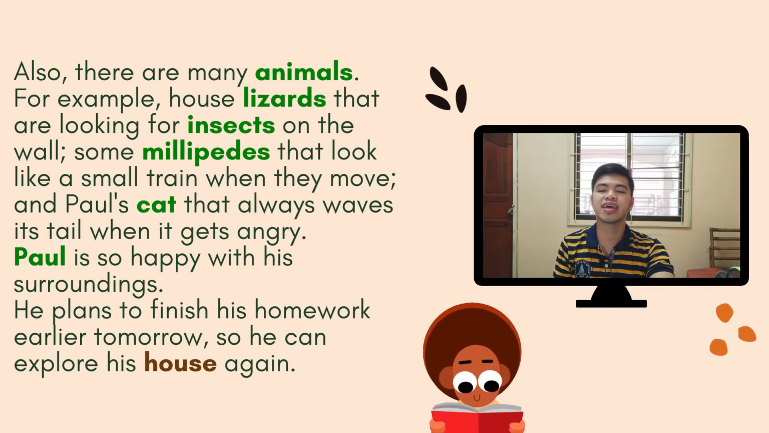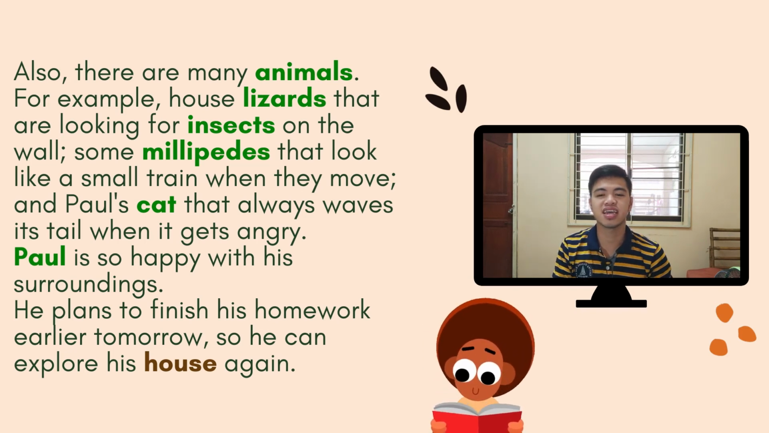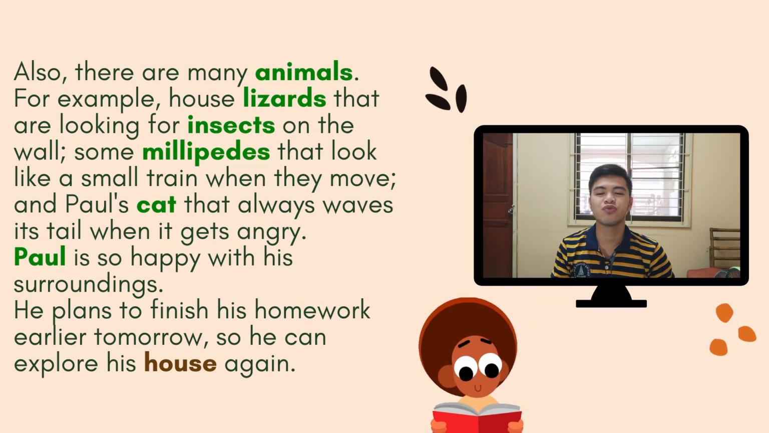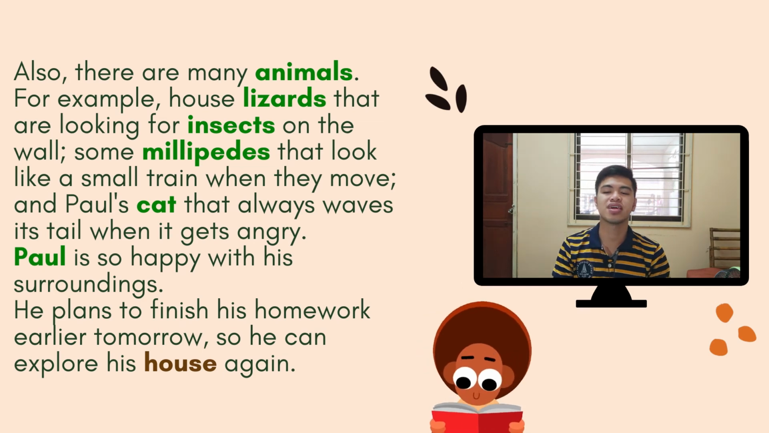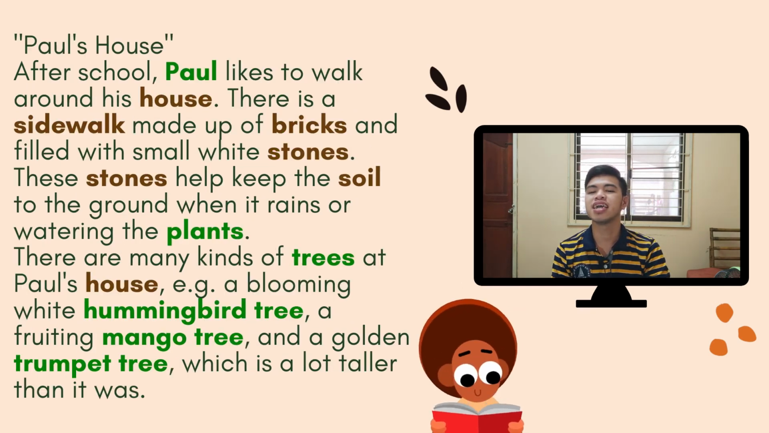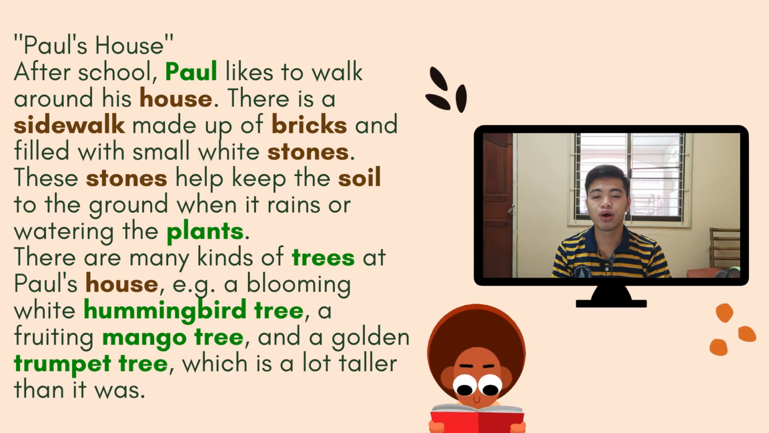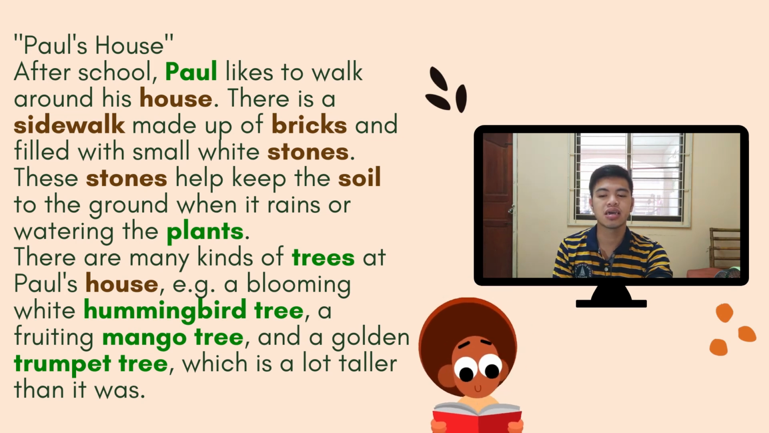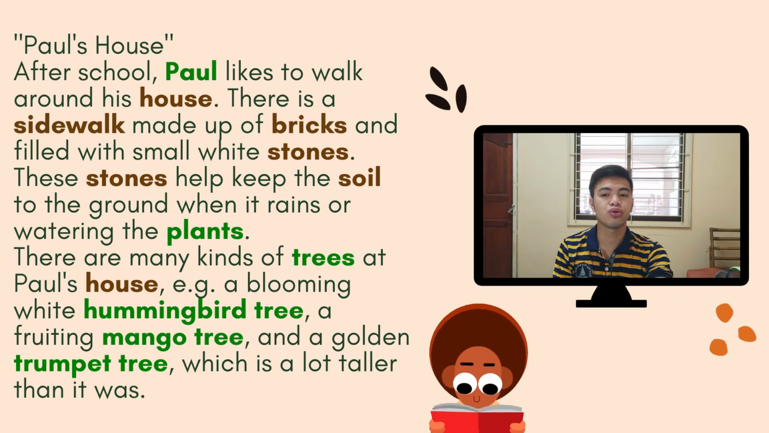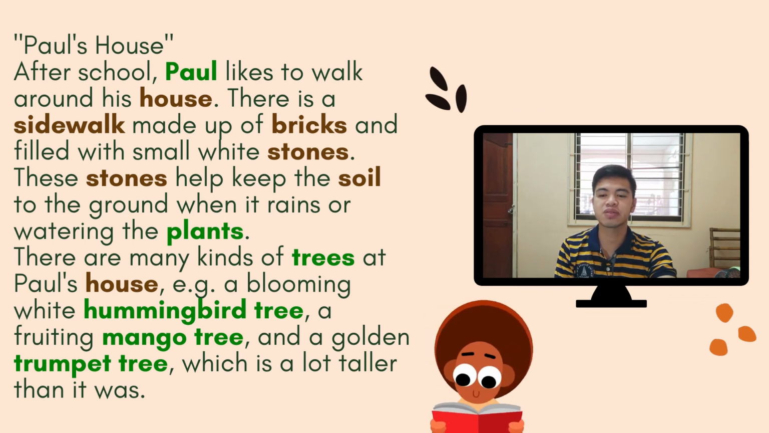Now we are going to identify which are the living things and the non-living things. As we can see, it will be easier because Teacher Lance already marked the living things with green and the non-living things with brown. Here we have the living things: Paul, plants, trees, hummingbird tree, mango tree, and trumpet tree. So those are the living things for the first part.